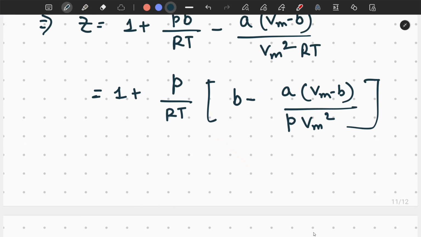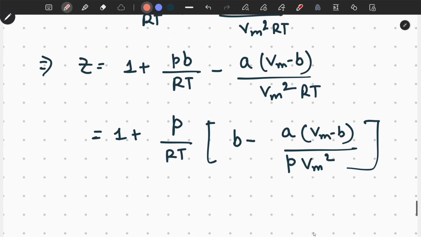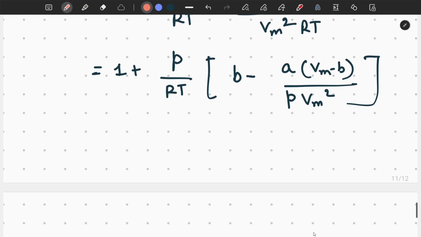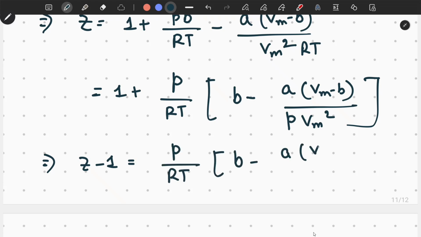In general, it is written as a by RT. Due to some approximation, we can show it. This is actually PVm squared. But considering the timing, whether we can solve it or not is important. So Z minus 1 is this stuff. We cannot neglect anything. Let's see.